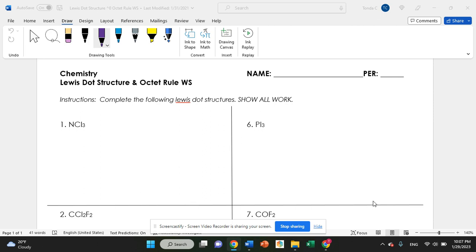Hey class, today we're going to go over the worksheet that you guys got for completion. I'm going to go over how to figure out the answers and how to draw these up. If you have any questions, please make sure that you email me or come up and ask.